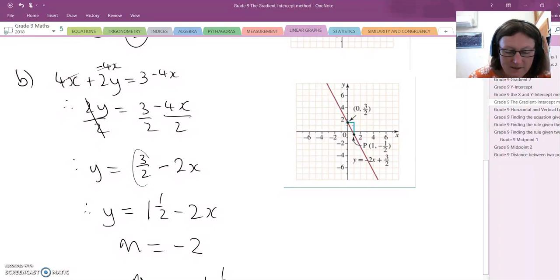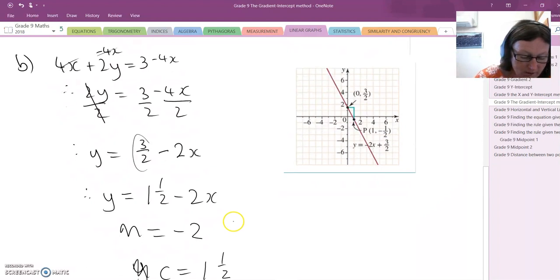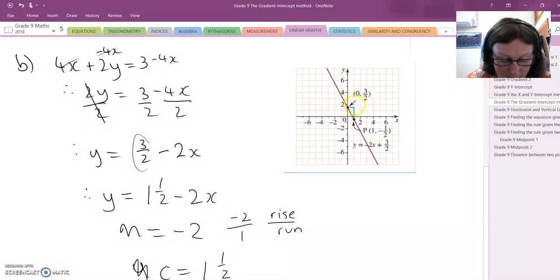And then my gradient is negative 2. Negative 2 means negative 2 over 1. So in other words, rise over run. So from my y-intercept of 1.5, I run across 1. So run 1. A rise of negative 2 means you go down 2. Negative meaning go down, rise down. So we've run across 1, we've risen down 2, marked in our second point, ruled the line to go through the 2 points.